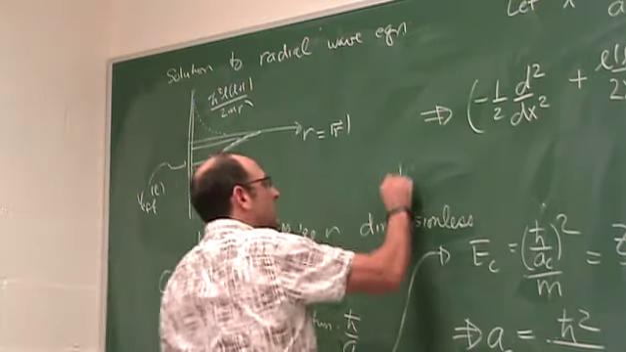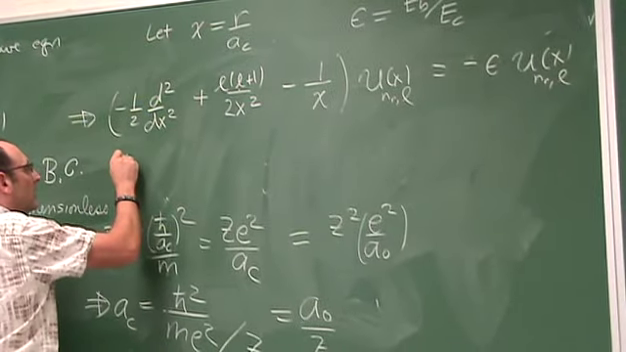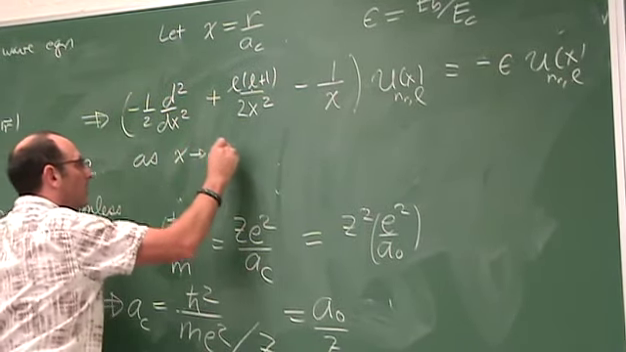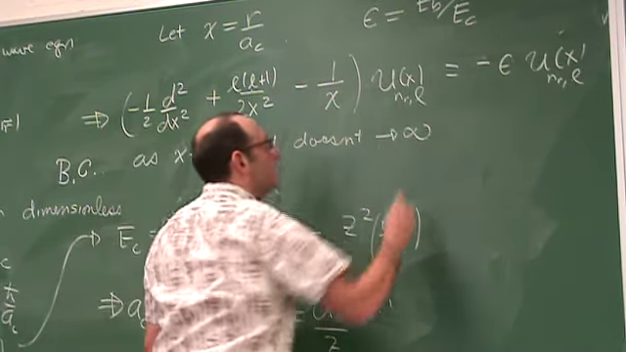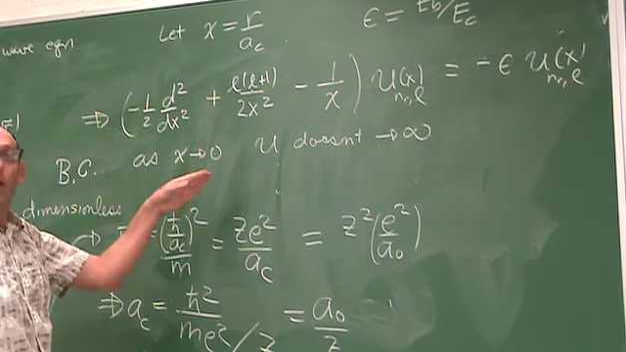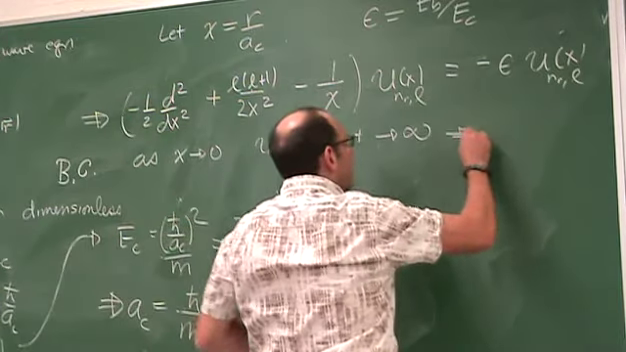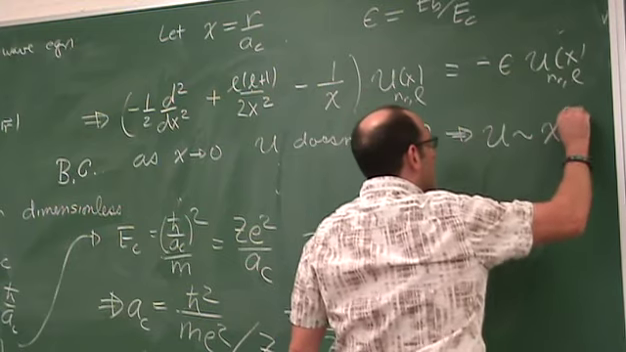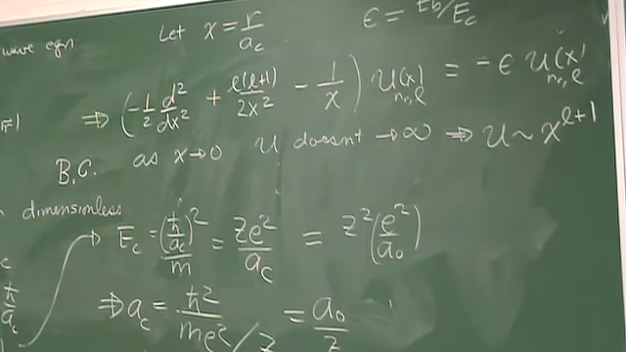So the boundary conditions. As x goes to 0, u doesn't blow up. So from this differential equation, if we go to the origin, this term starts to dominate over this one. And the differential equation then tells us that u has to go like x to the L plus 1, because then I take the derivative there.